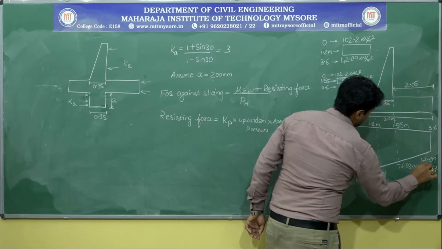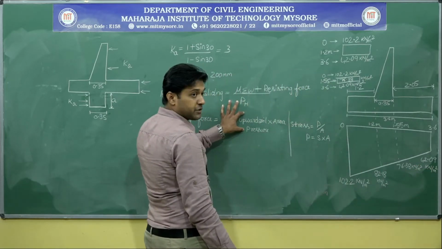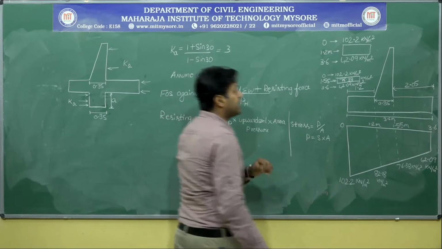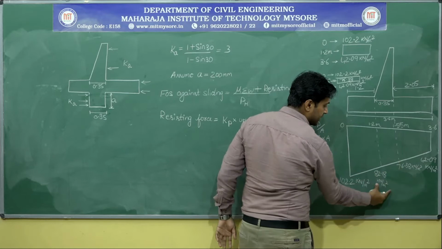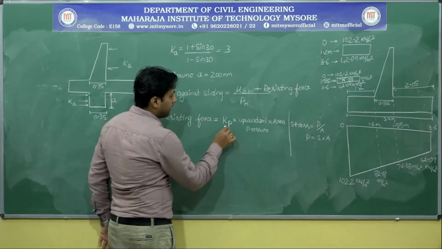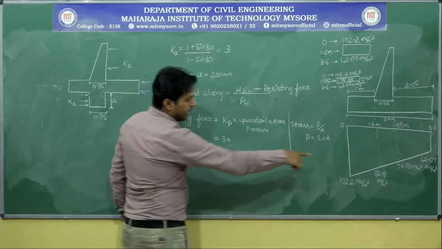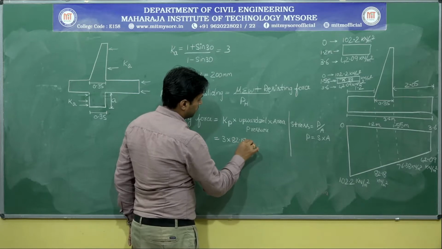So now I am concentrating on the upward soil pressure where I will be placing the shear key. So this is the portion where I will be placing the shear key. Out of these two values, which is highest? It is 82.18. So let me consider that value. I know the value of Kp. It is 3. Upward soil pressure is 82.18 kilonewton per meter square.